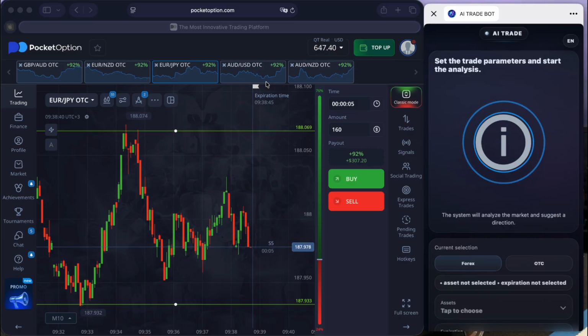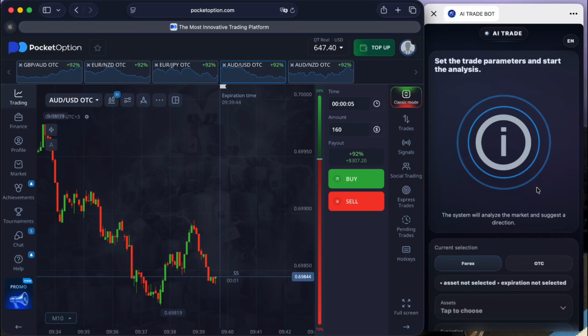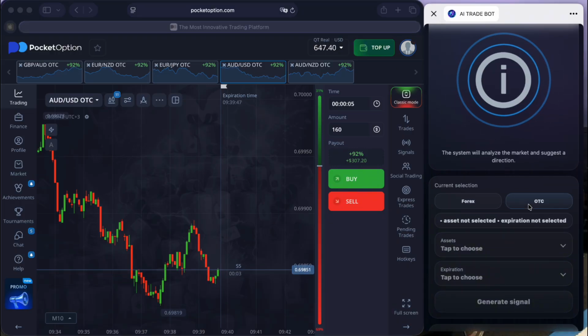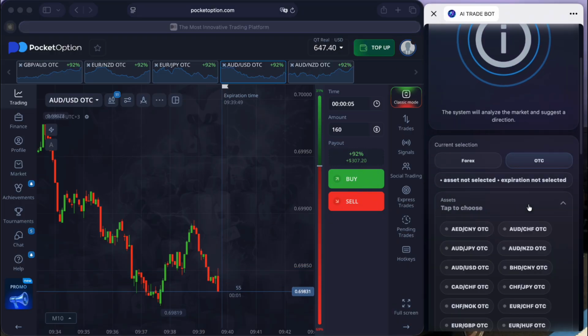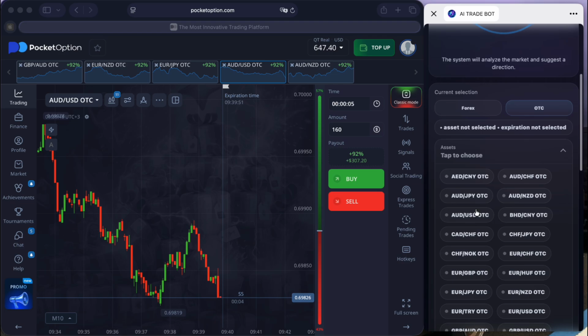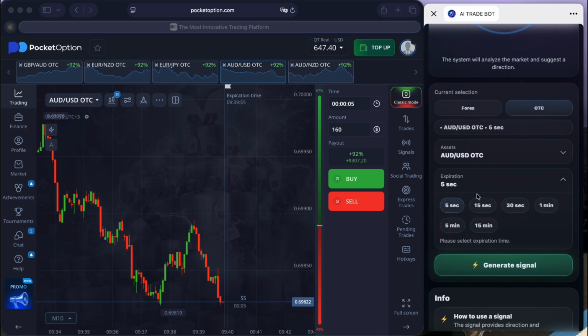I switch to the Australian dollar. Let's show the full power of this tool. Without any analysis, we will also open on the OTC mode on the Australian dollar. I add this currency pair to my instrument, and I also set the expiration time to 5 seconds.